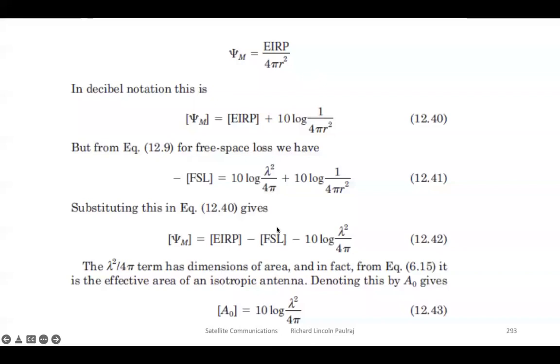Okay, so this is going to be your final form of flux density. We have this term lambda squared divided by 4 pi, which relates to the dimensions of your antenna. A is the effective area. So now A is equal to 10 log lambda squared divided by 4 pi. I can put this as A naught.